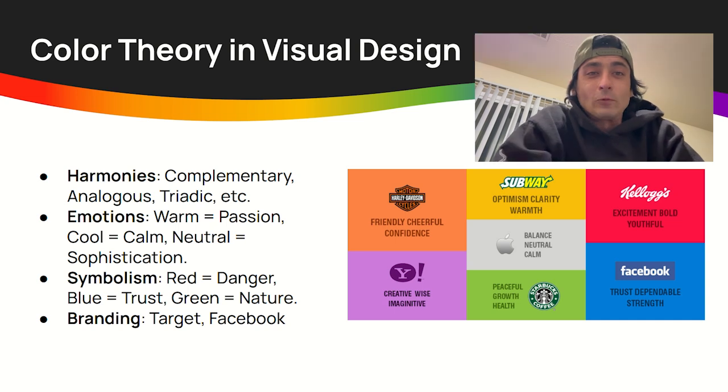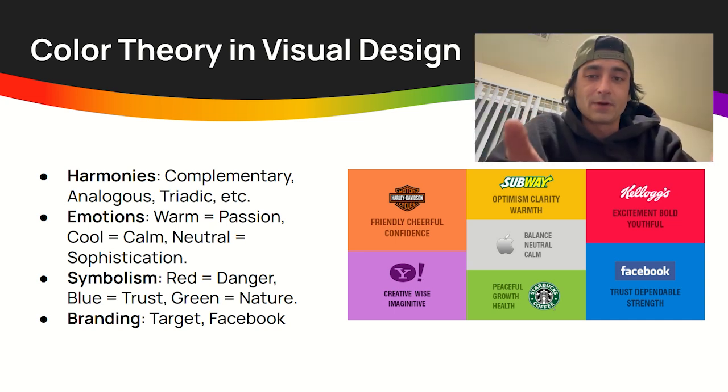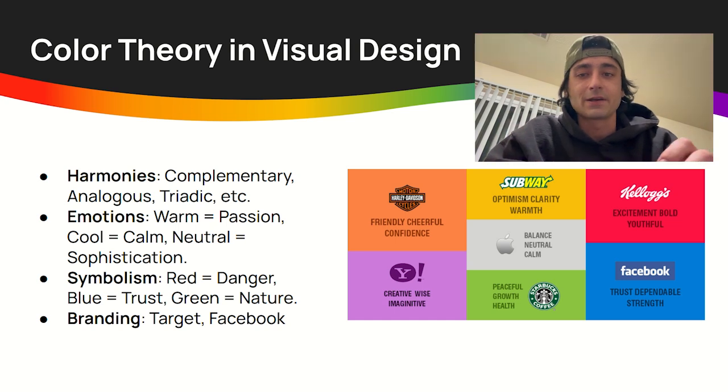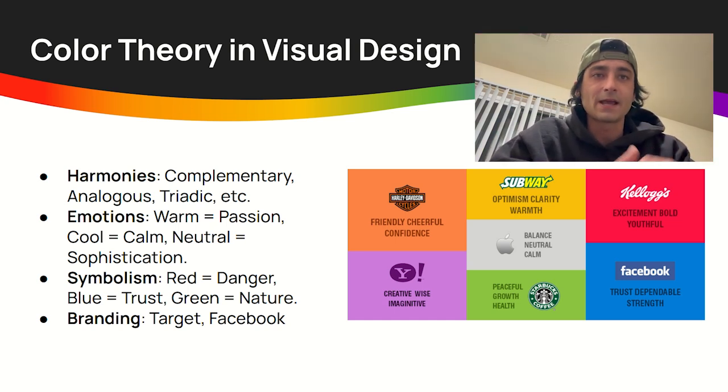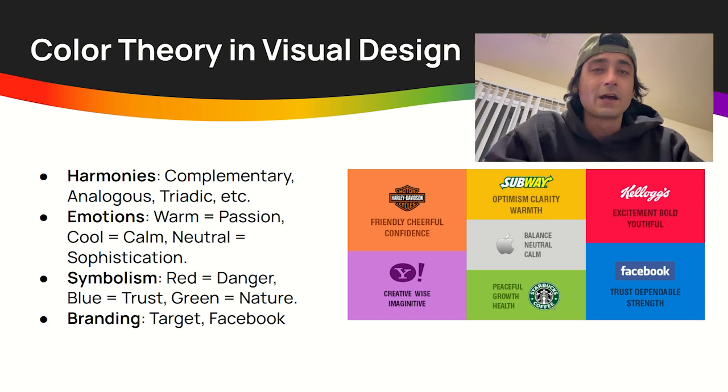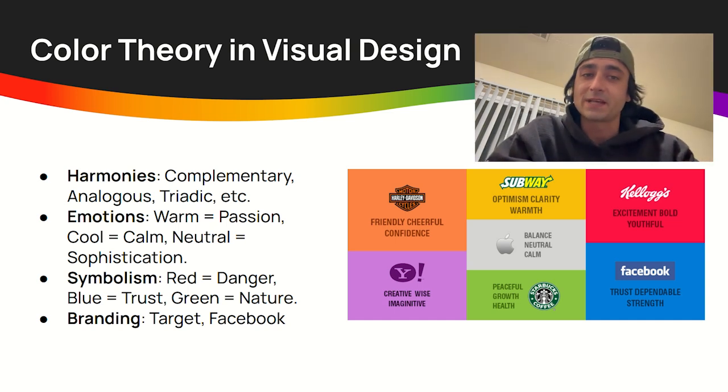Color theory is a really big part of visual design. For example, when someone's trying to come up with a color scheme that could grasp a viewer's attention, make a viewer feel a certain way, make a viewer react in a certain way, a lot of times different color schemes have a lot to do with that.